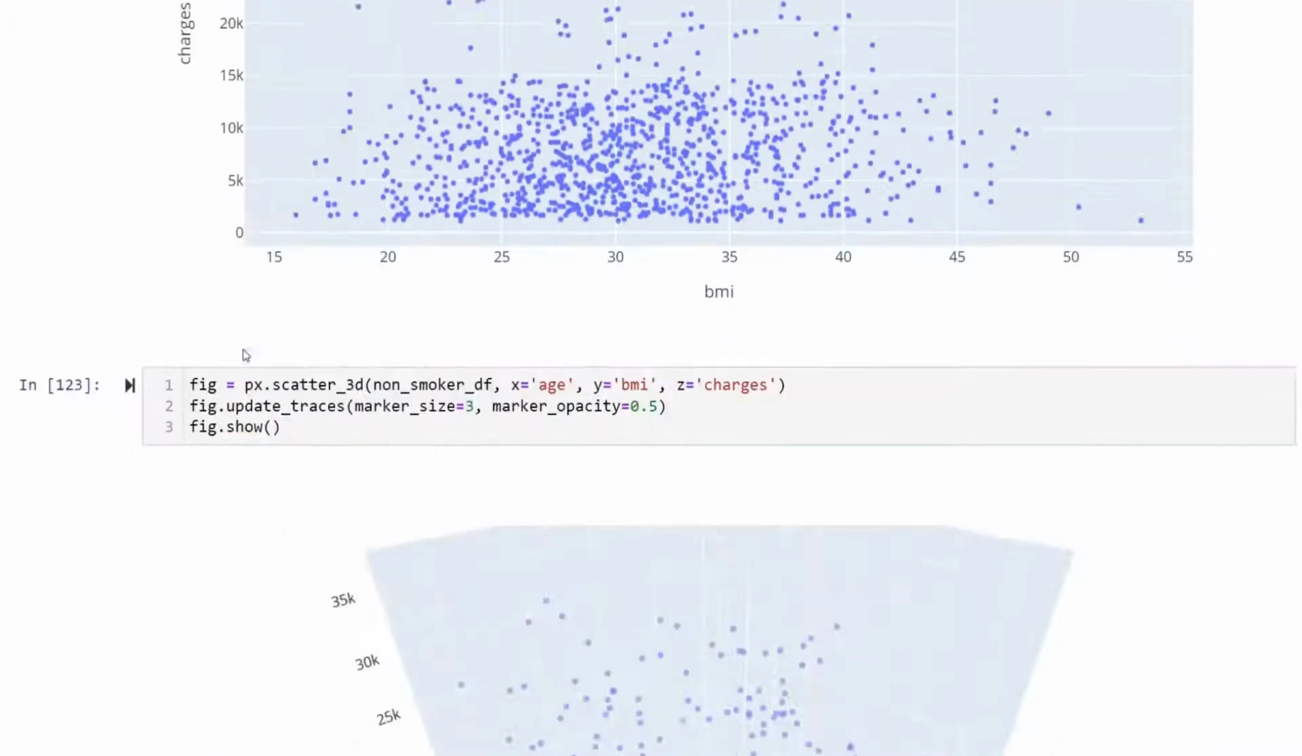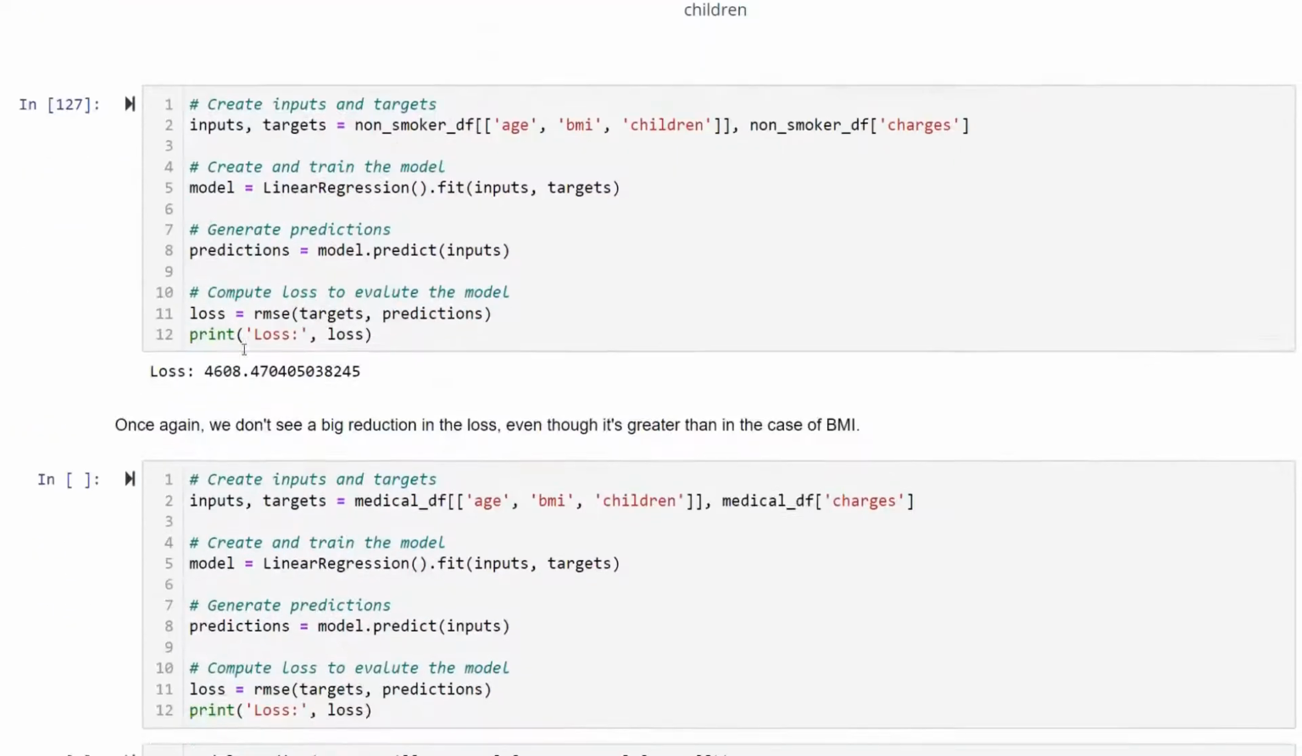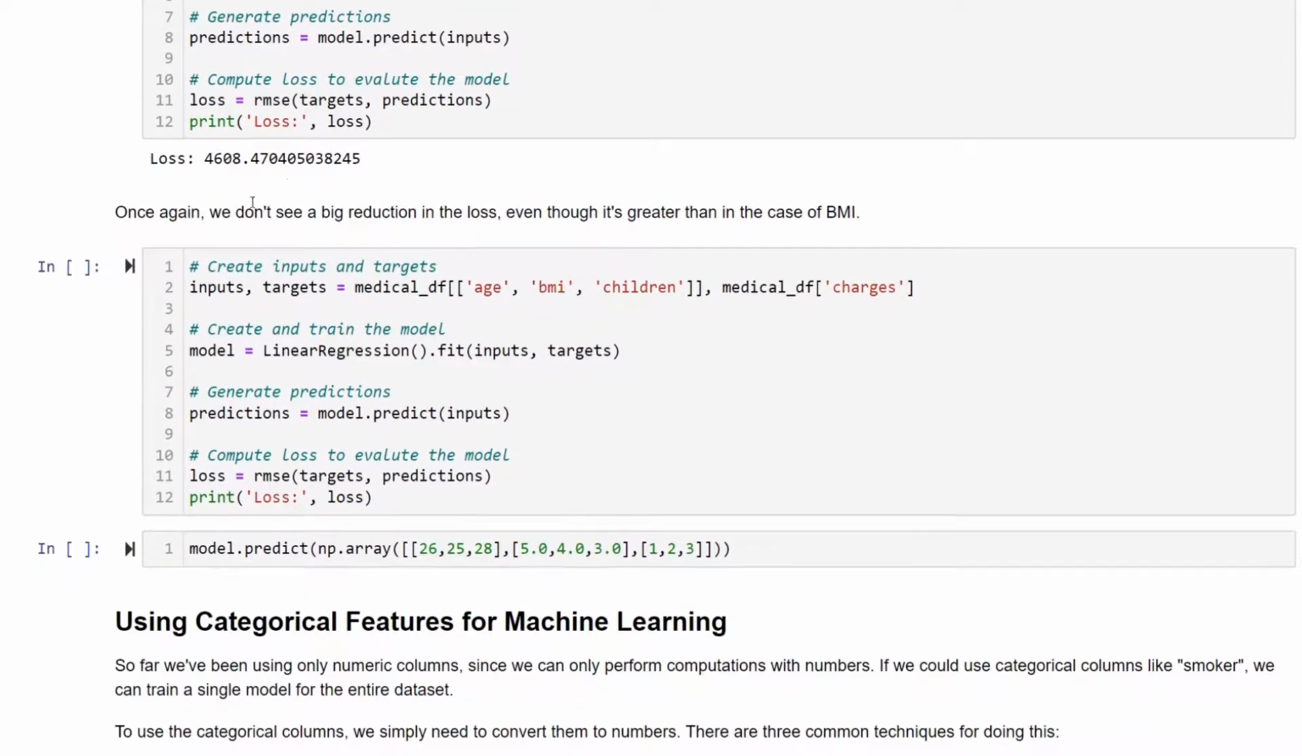So there is a decrease in the loss that we have achieved, right? This decrease in loss represents the increase in accuracy. Once again we don't see a big reduction in the loss, even though it's greater than in the case of BMI.